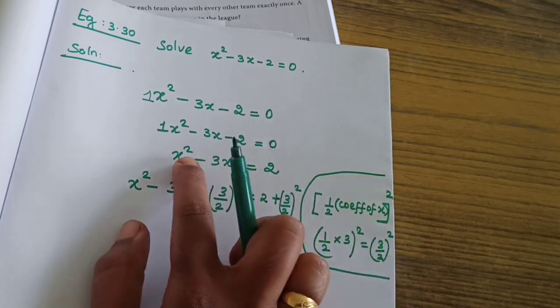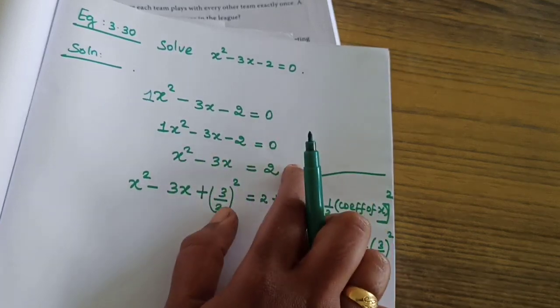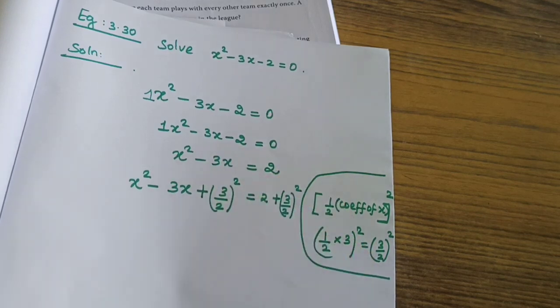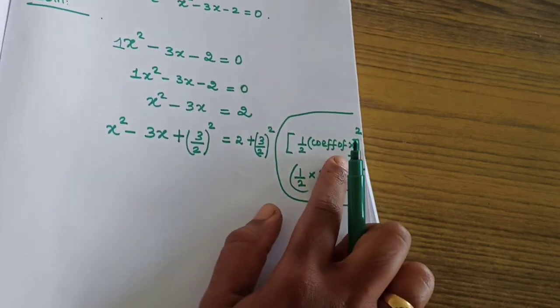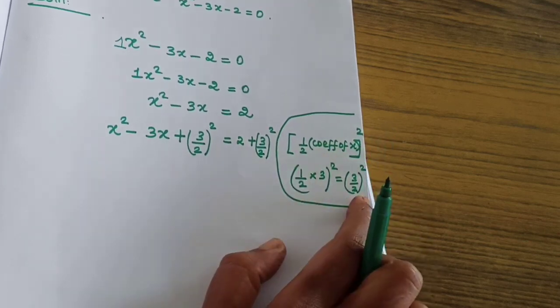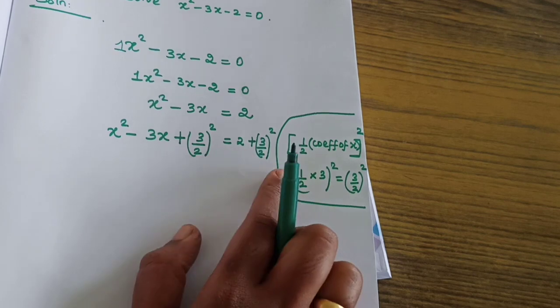What is the third step? You need to transpose the constant term to the right hand side. What is the fourth step? You need to use this formula: half into coefficient of x, the whole square. That value you need to calculate and then add to both sides.